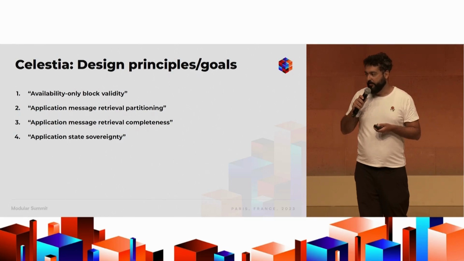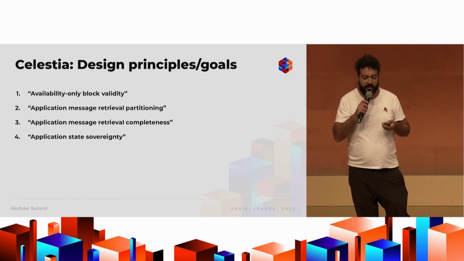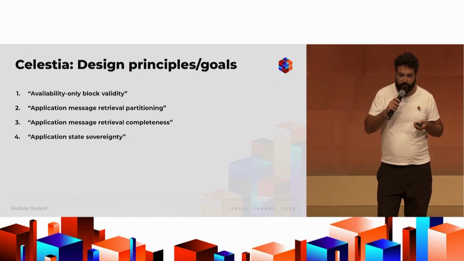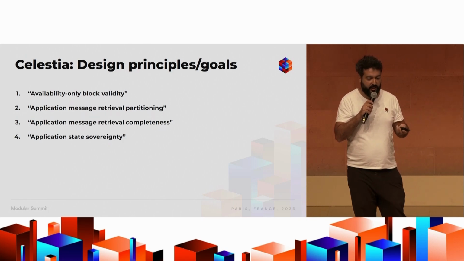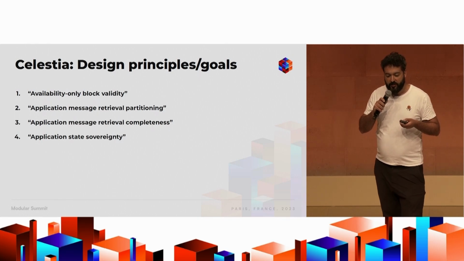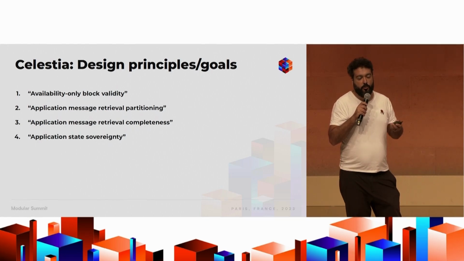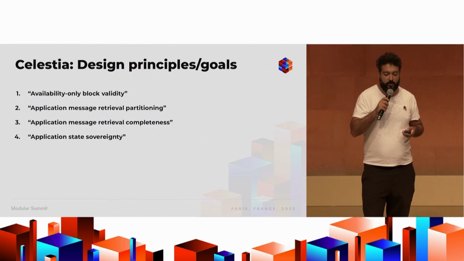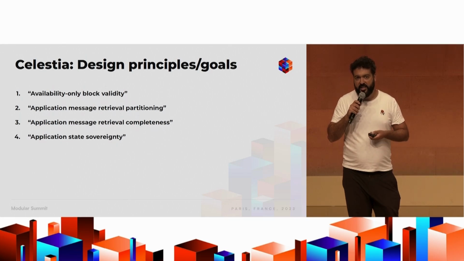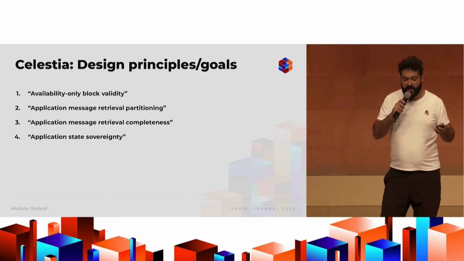So it should be possible that a block is deemed valid only by checking block availability, right? Which means you can verify a header as a light node without having to download the transactions, just by verifying the availability. The second principle is application message partitioning, which means every application only has to download their data, right? They don't have to download all the transaction data of all applications, only the transactions that are necessary for their application.